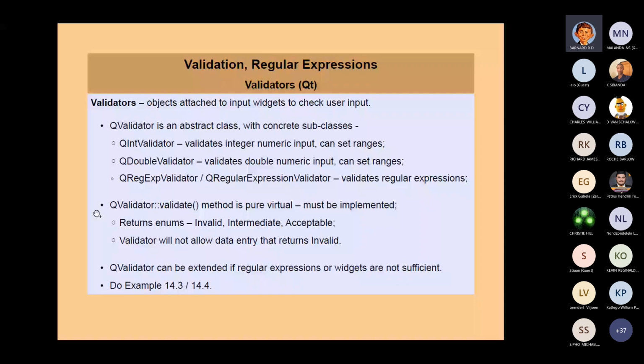Okay, then looking at QValidator, the validate method is pure virtual, so if you subclass QValidator, you have to implement this validate method. We'll look at an example shortly. QValidator returns enums, and the allowable ones are invalid, intermediate, and acceptable. The validator will not allow data entry that returns invalid. So Jack, going back to your question, if you try to enter invalid input, it just won't accept it. The cursor will just stay in the same place and not accept anything if it's not valid.